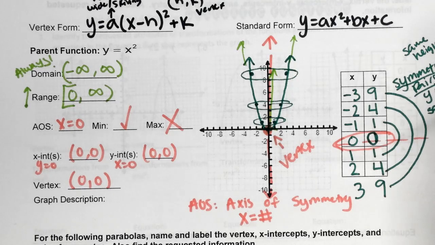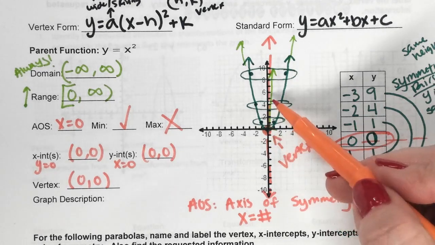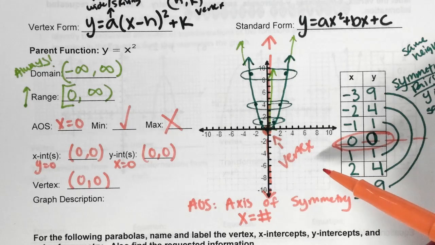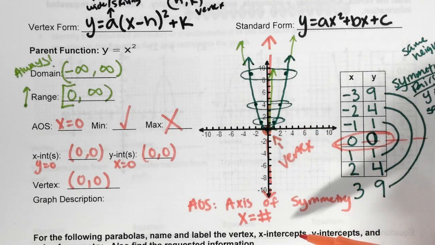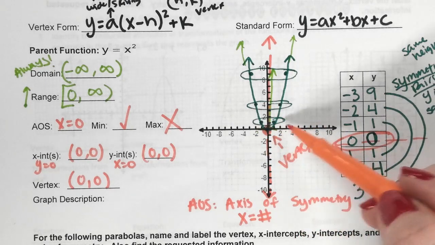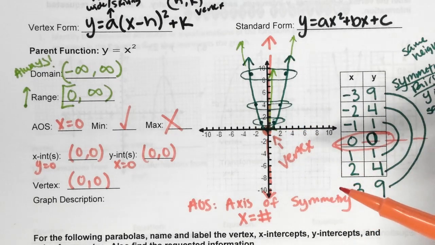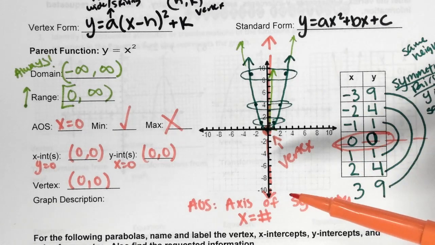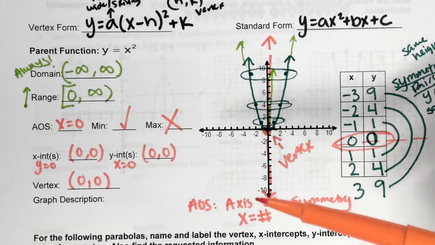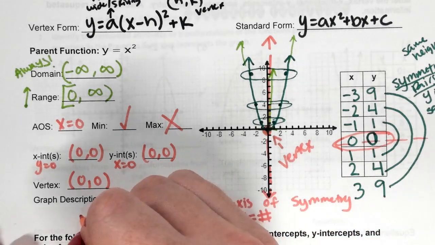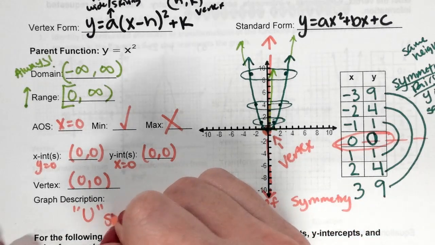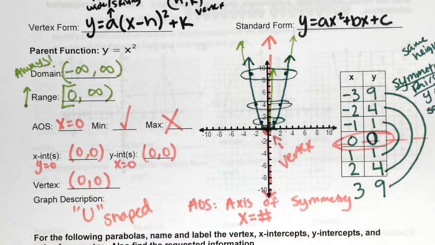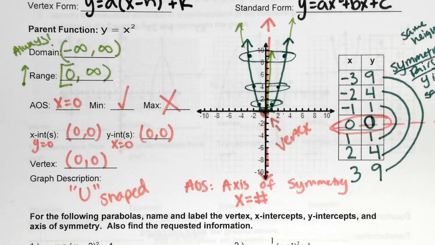Something I do want you to understand, though, is that if I were to shift this graph up, would it touch the x-axis? No. If I had to shift it down, how many times would it touch? Twice, right? Because there's two sides. So what I want you to realize is that you can have two x-intercepts, you can have one x-intercept, or you can have 0 x-intercepts. Yes? Okay. Now, you'll always have one y-intercept. Okay? So knowing that, our graph description is it's U-shaped. So this is all the definitions and things that we need to know for this.